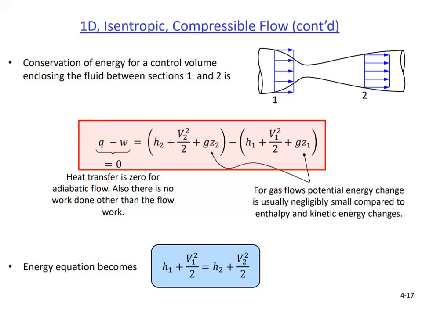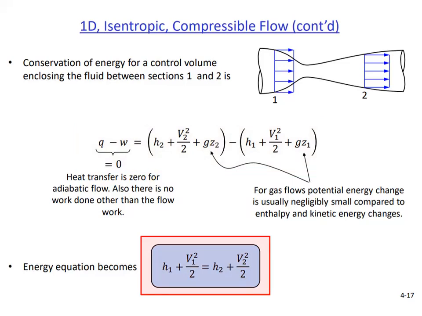On the left-hand side, we have the heat and the work interactions with the surrounding. We will consider them to be negligible. On the right-hand side, there are enthalpy, kinetic energy, and potential energy terms. Considering negligible potential energy change between the two sections, which is usually the case for gas flows, the energy equation simplifies to the one shown at the bottom of the slide. What we are left with is the balance of enthalpy and the kinetic energy terms.